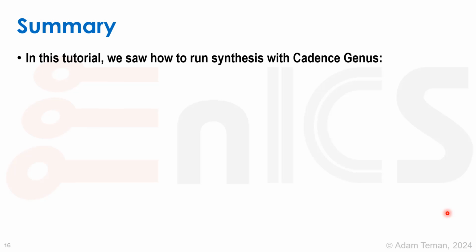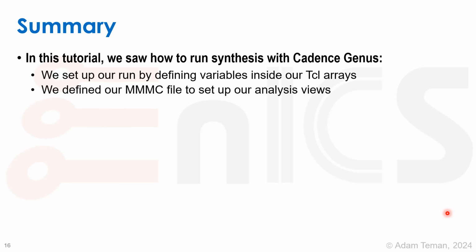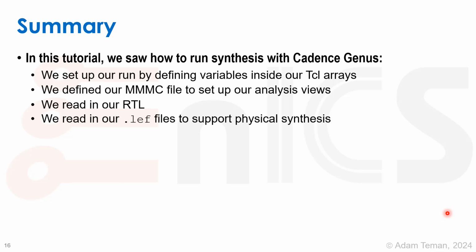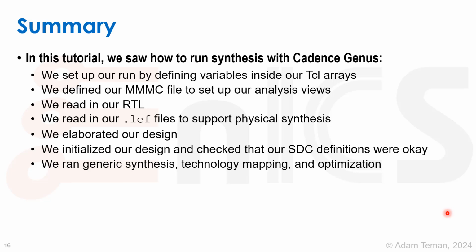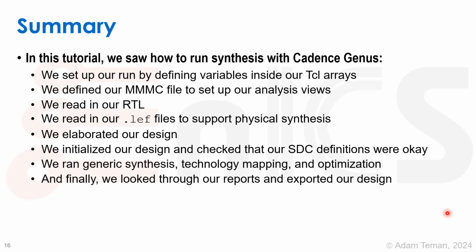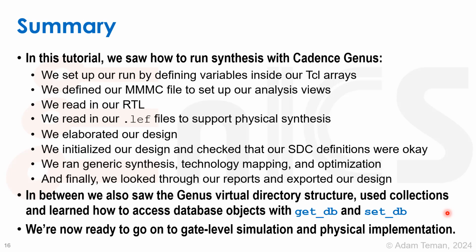To summarize this demo, we saw how to run synthesis with Cadence Genus. We set up our run by defining variables inside our arrays. We defined our MMMC file to set up our analysis views. We read in our RTL. We read in our LEF files to support physical synthesis. We elaborated our design. We initialized our design and checked that our SDC definitions were okay. We ran generic synthesis, technology mapping, and optimization. And finally, we looked through our reports and exported our design. In between, we also saw the Genus virtual directory structure, used collections, and learned how to access database objects with getDB and setDB. Now we're ready to go on to gate-level simulation and physical implementation.